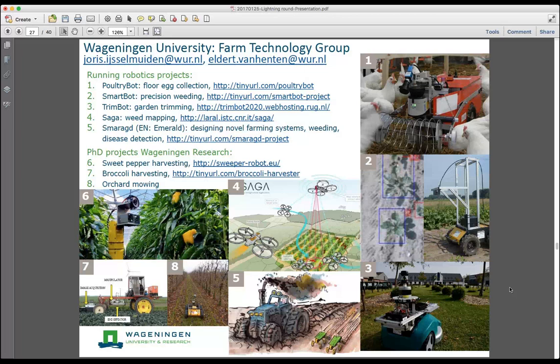Finally, in the left images, 6, 7, and 8, this is from PhD research that we supervise together with two of the Wageningen research groups. So with all of these projects, we want to produce more, better, safer, more varied food with less labor, less fuel, water, less fertilizers, and less pesticides. Thank you. That's a great message.